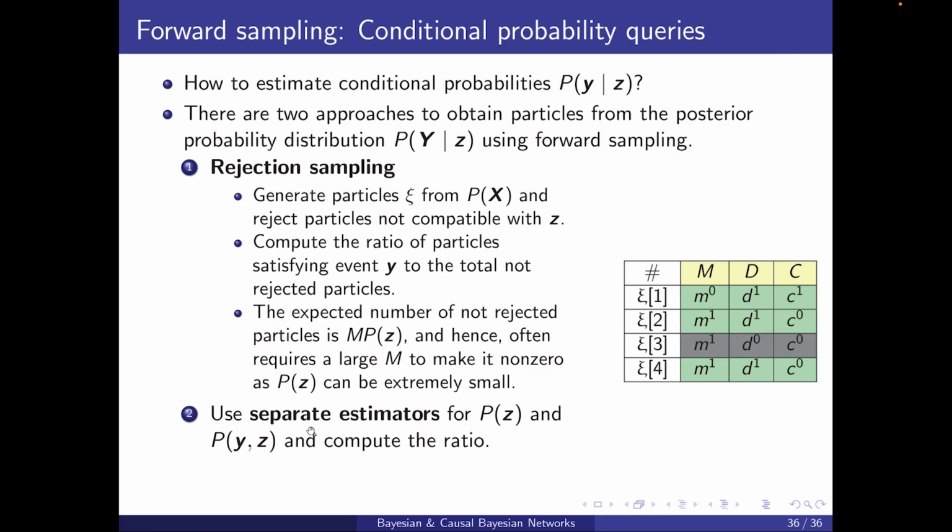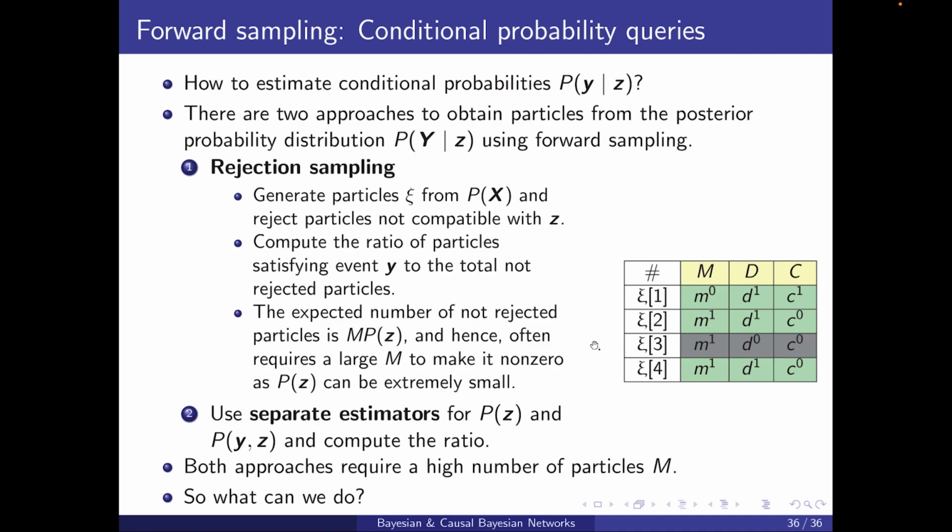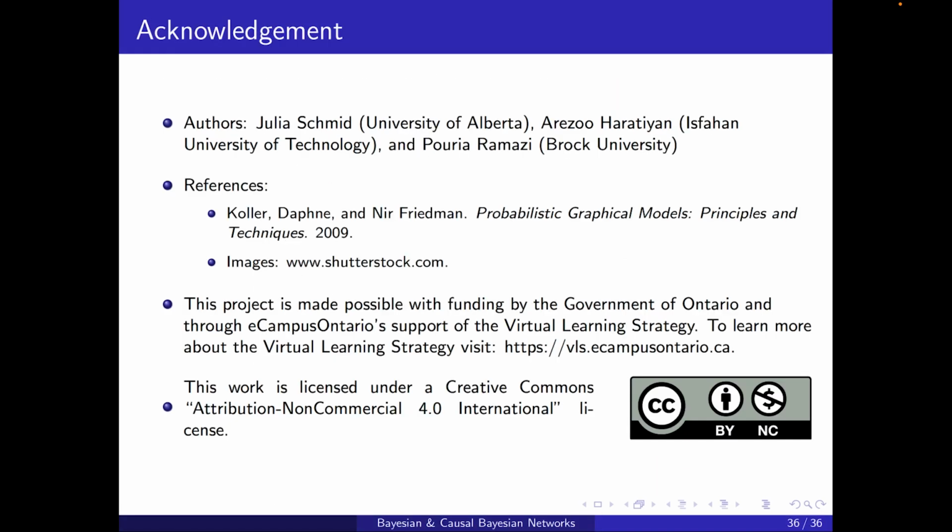The other way is to use separate estimators for p of z and p of y and z. I mean, either way, we require a high number of particles m. We saw that given the bounds, this can be quite large. So what can we do in this particular case of conditioning? How can we calculate this probability? And this is the subject of the next sections. Thank you.